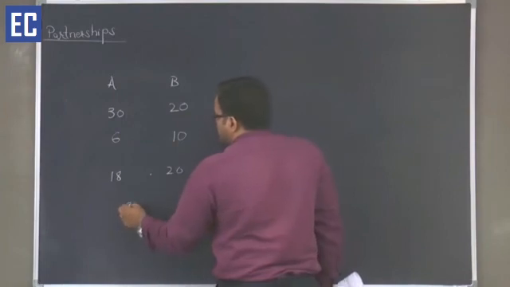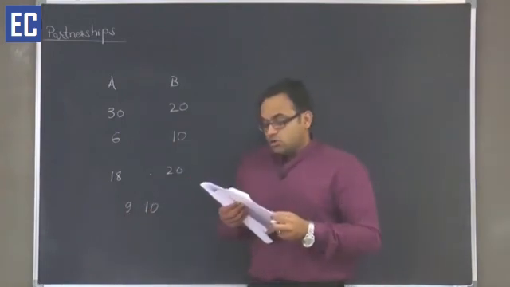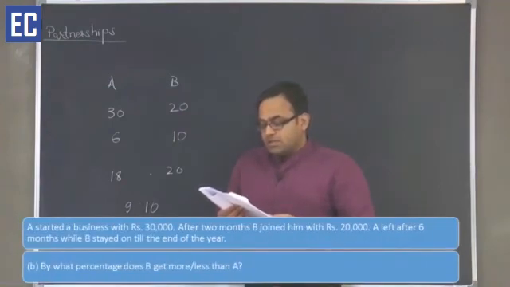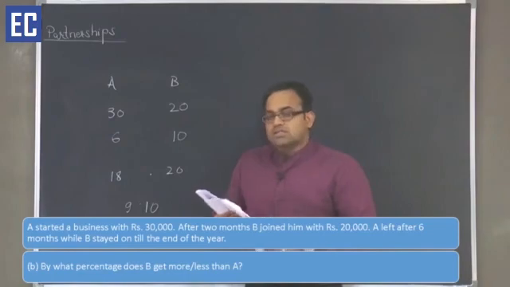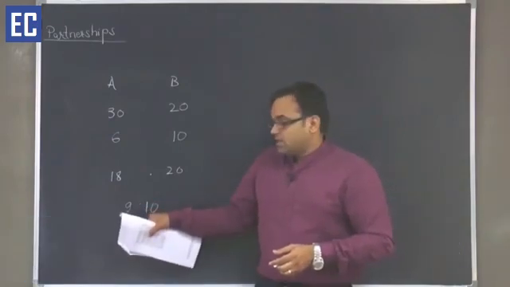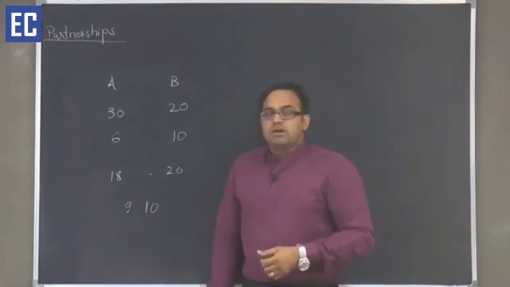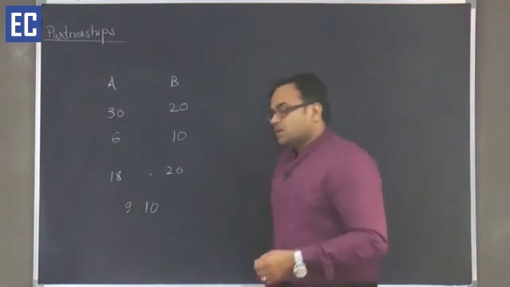18 is to 20 is 9 is to 10. So 9 is to 10 is the ratio of the shares at the end of the year. Second part, by what percentage does B get more or less than A? A is getting 9, B is getting 10. So very clearly B is 10 minus 9, 1 upon 9 into 100, 11.11% greater than A.